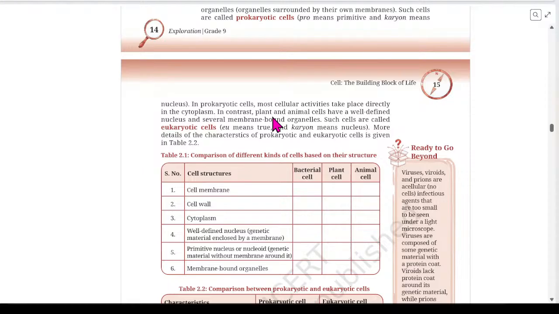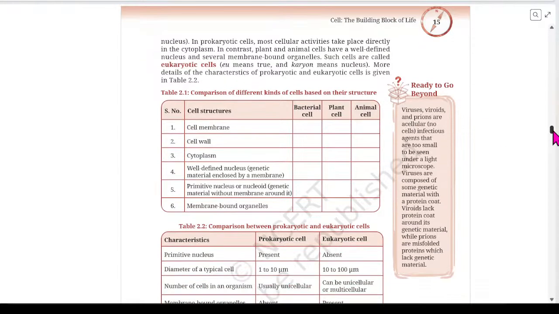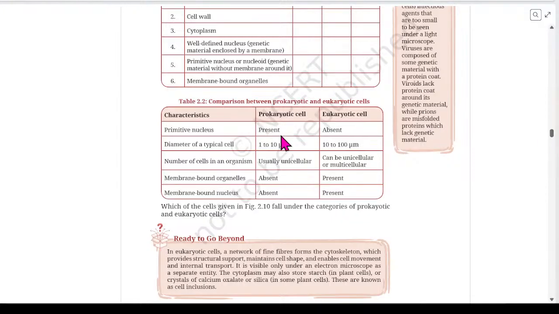In contrast, plant and animal cells have a well-defined nucleus and several membrane-bound organelles. Such cells are known as eukaryotic cells. Eu always means true and karyon always means nucleus. More details of the prokaryotic and the eukaryotic are given here in this Table 2.2.